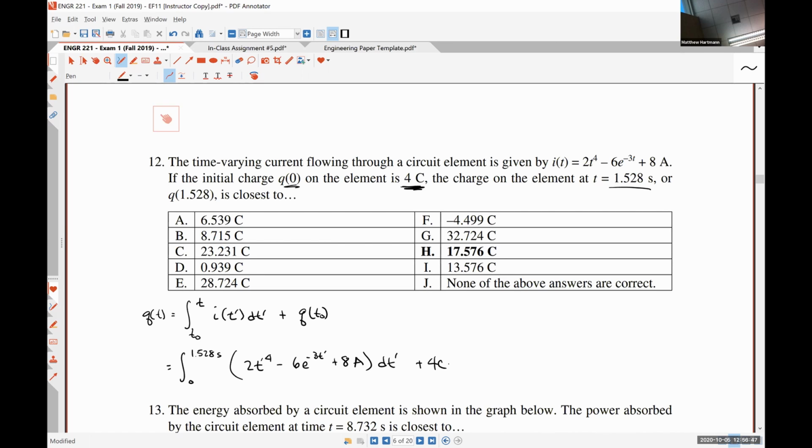So at this point, you could literally put it in your calculator, or do you want me to do the calculus by hand? I'm fine either way. I'm good. Thank you. All right. Next question.